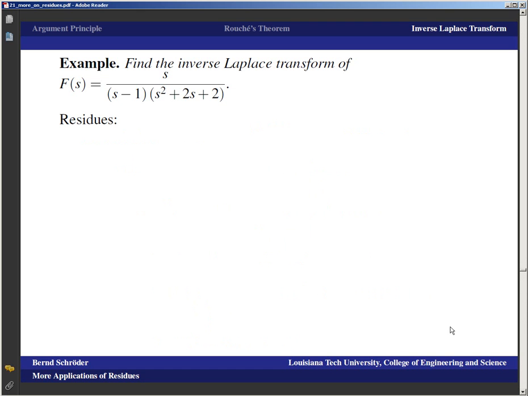And well, now we compute the residues. So the residue at 1 of e^(st) times f(s), or e^(st) times f(s). It's important to keep the exponential in there. Well, that is because this is a simple pole. It's just the value of the function with the factor that makes it a simple pole discarded, right? So it's e^(st) times s divided by s² + 2s + 2 at s = 1, and that's e^t over 5.